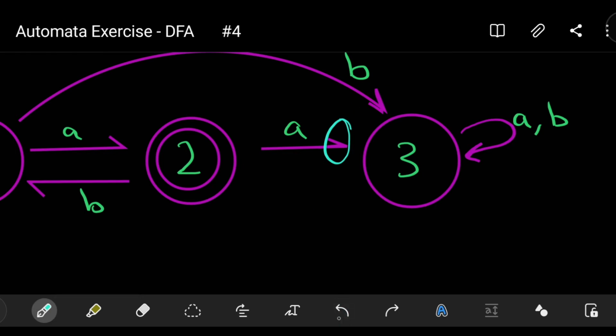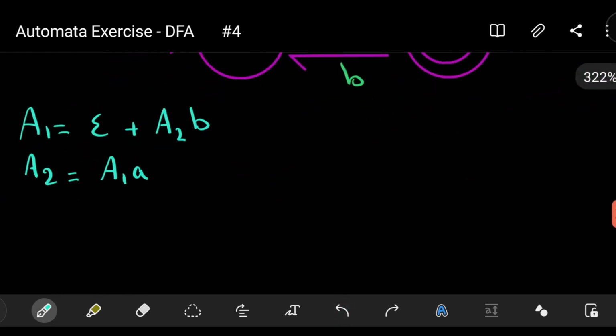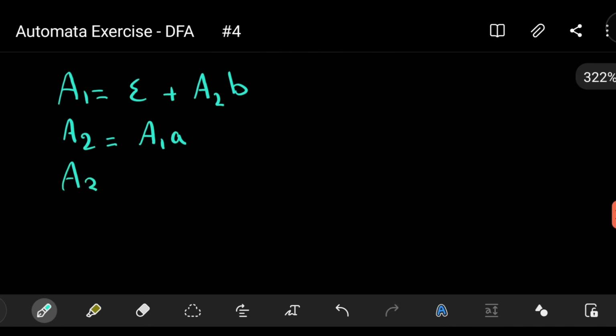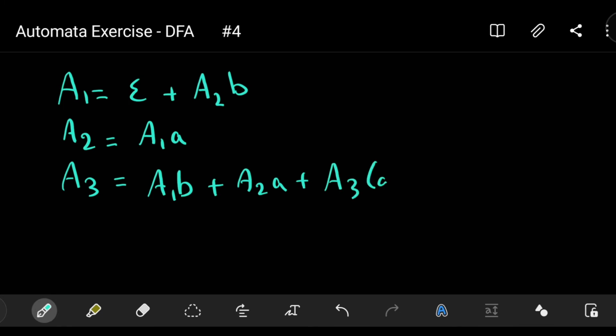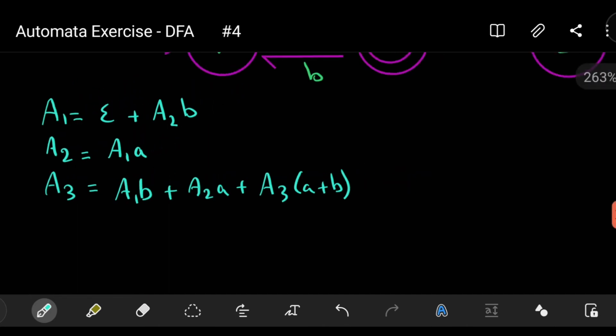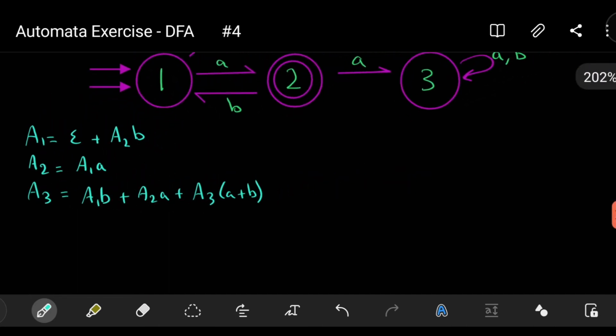Okay, let me put them inside the equation that we have created. Okay, A3 equal A1B plus A2A plus A3A plus B. Okay, these are the equations.